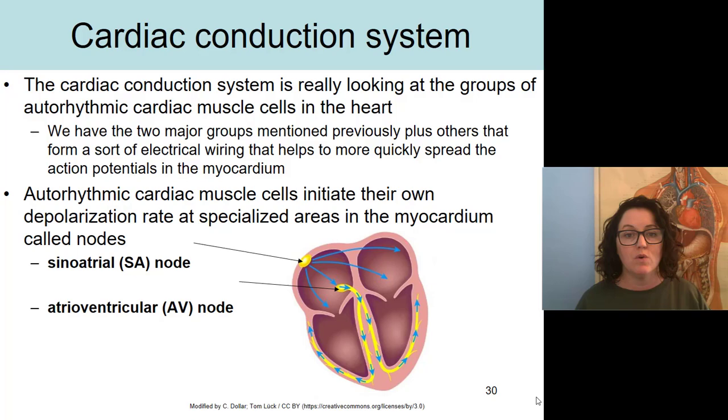And the AV node is located sort of right between the atria and the ventricles, but a little bit more on the atria side. And it's located more towards the right atrium. So those are just two groups of autorhythmic cardiocytes in the heart.